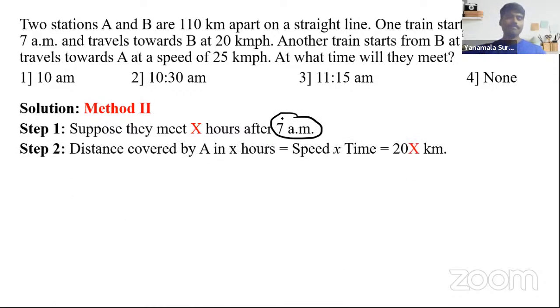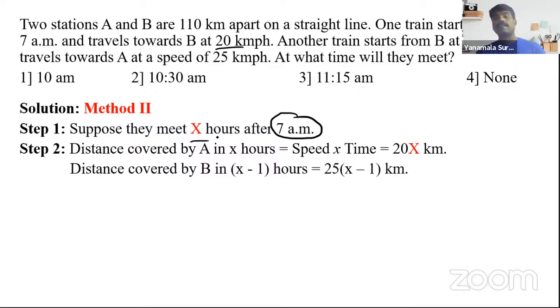Now, distance traveled by A in x hours equal to... We already know that distance equals speed into time, 20 into x, isn't it? Speed equals 20 kilometers per hour and time equals x also. So 20 into x. Done.